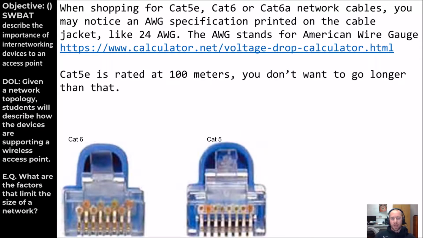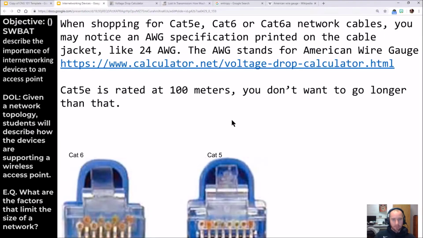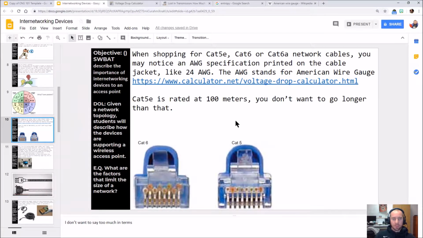Now, when shopping for Cat5e, Cat6, or Cat6a network cables, you may notice that an AWG specification is printed on that cable's jacket. So you might see something like 24 AWG. Well, the AWG stands for American Wire Gauge, and Cat5e is rated at 100 meters. So your ones and zeros will stay intact up to 100 meters of cable. If you go any longer than that, you're playing with fire. You might have some problems in your network.